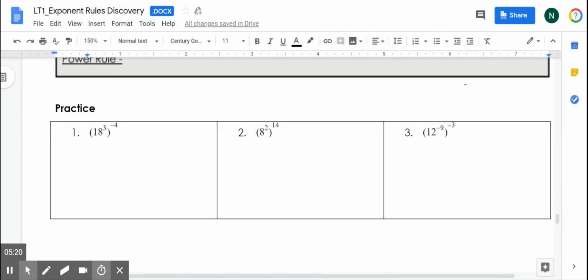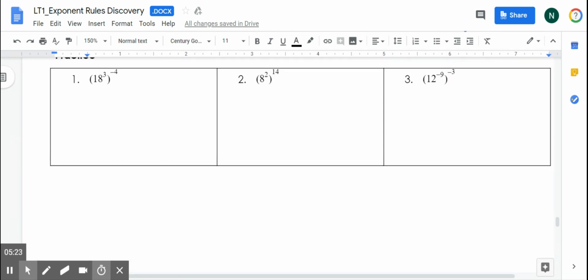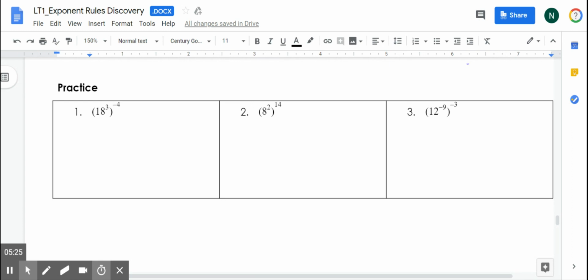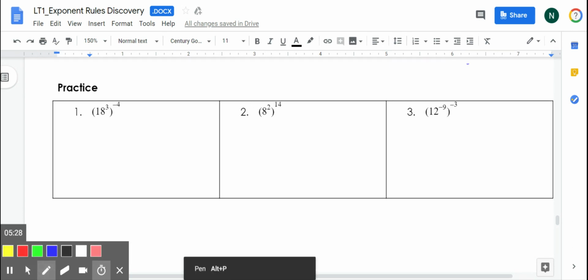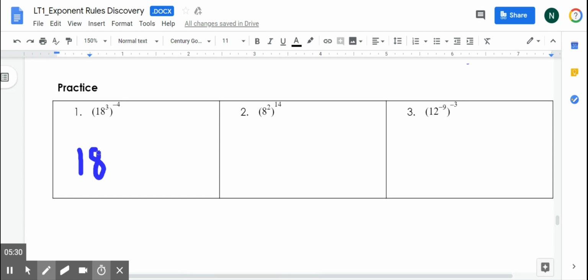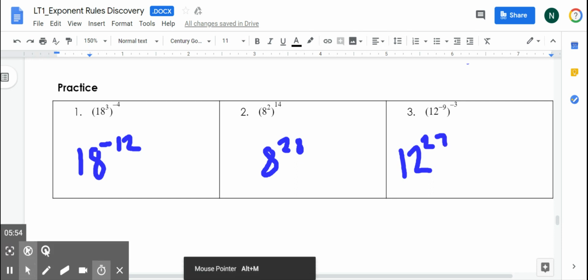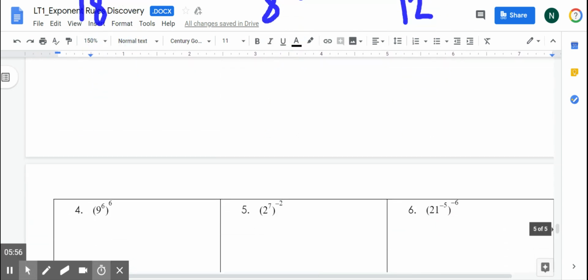Okay, so remember when it's raised to a power, you're just multiplying, right? So we're going to keep the base the same like we said. And we need to do 3 times -4, which is -12. That's my answer. Next one, keep the base, which is 8. 2 times 14 is 28. So 8 raised to the power of 28. Next one, keep the base the same, 12. And we're going to do -9 times -3, which would be positive 27. So make sure you have those down.